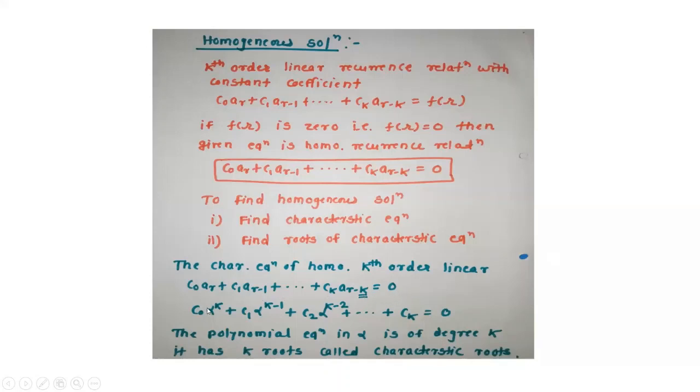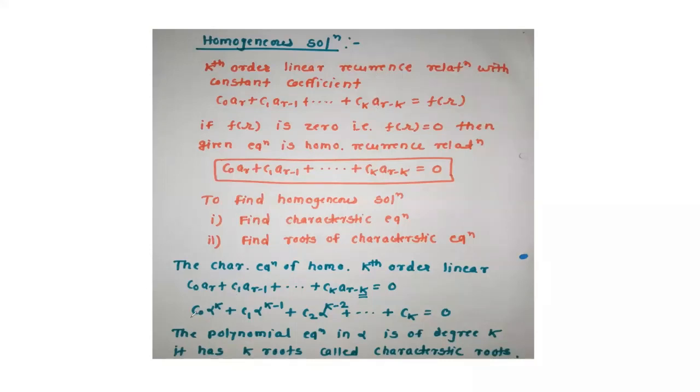So here you have to write down this C0. You have to consider any variable, whatever you like, so here we consider alpha. So C0 alpha raised to k. What is the order? The highest order is k, so alpha raised to k. Next, the constant coefficient stays as it is.